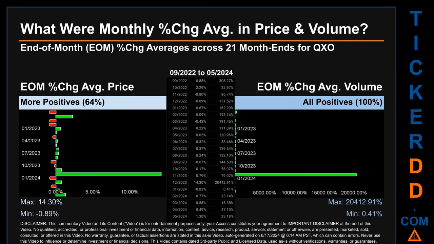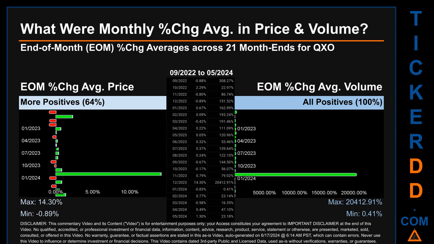What were end-of-month percentage change averages in price and volume for QXO? The monthly average of percentage change in price and in volume were calculated for each of the 21 month ends. That calculation took daily percentage changes and averaged them for each given month. If a month end came out negative, then it means that the month summarily saw a negative change.